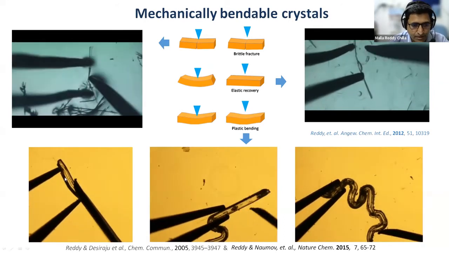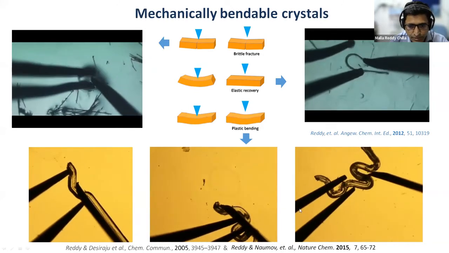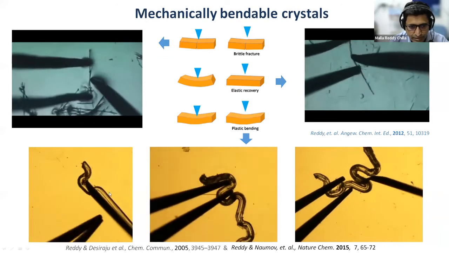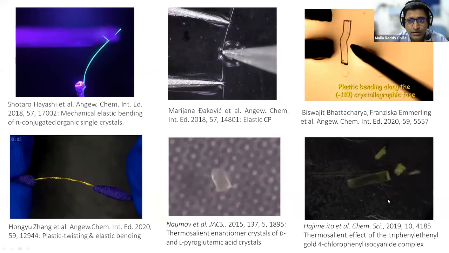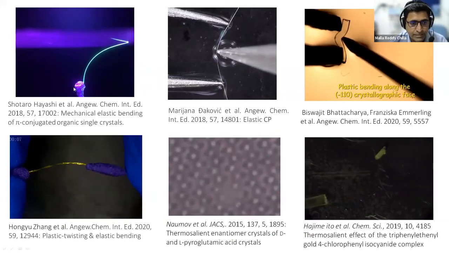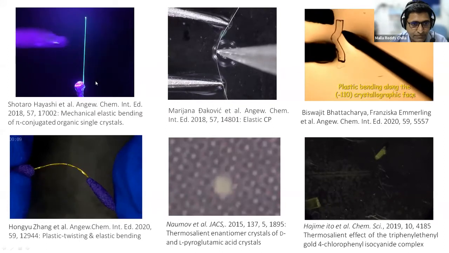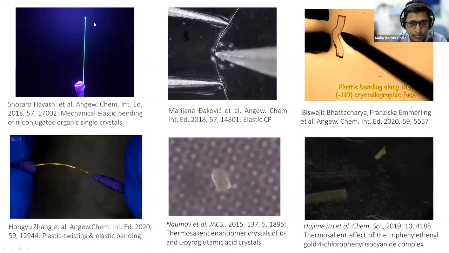And then you have plastically bendable crystals, as I said. These crystals don't recover, so you can bend them into different shapes. And now we have many examples of dynamic crystals. For example, these are from Hayashi from Japan. As you can see, this is an elastic crystal with beautiful luminescence.